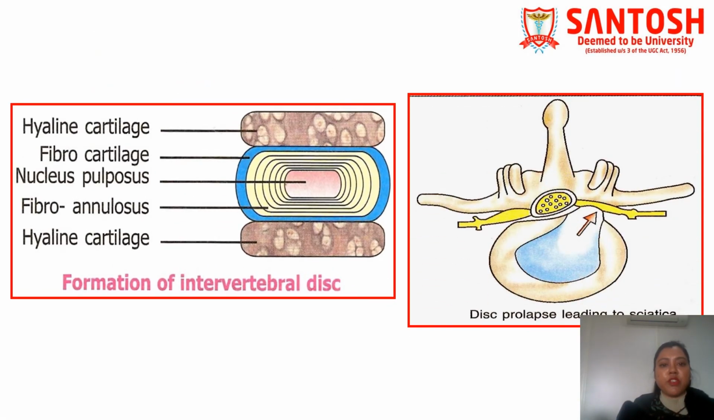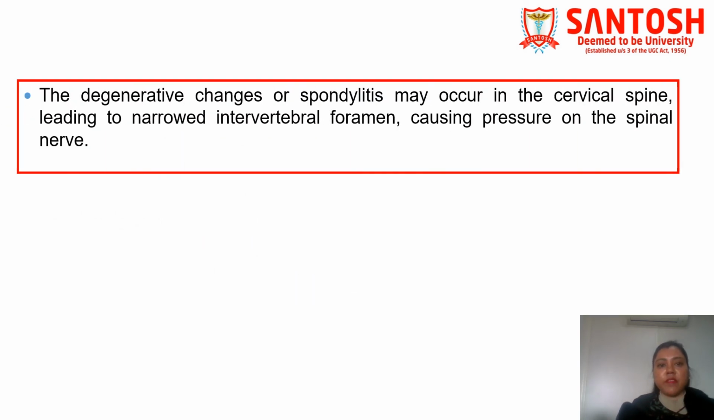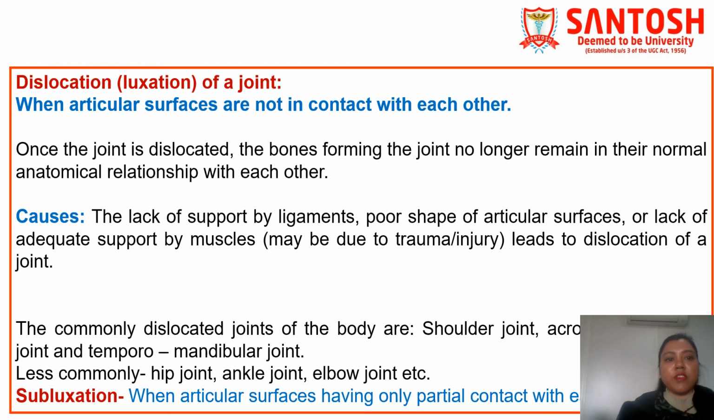So this is the formation of the intervertebral disc. This is the nucleus pulposus. This is the annulus fibrosus, and this disc is coming out and compressing upon this nerve, causing the sciatica. Degenerative changes or spondylitis may occur in the cervical spine, leading to narrowing of the intervertebral foramen, causing pressure on spinal nerves.